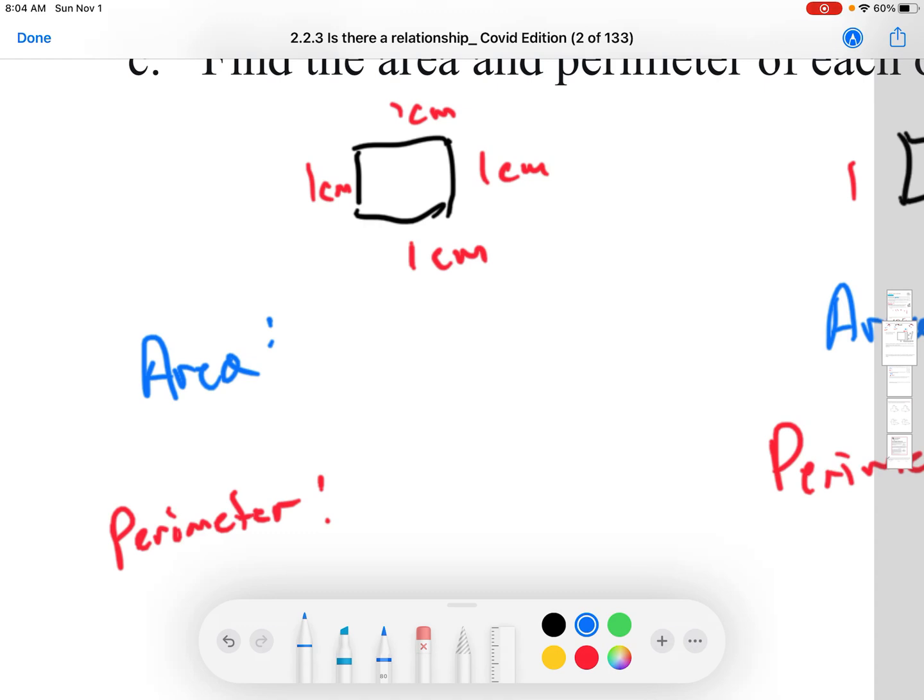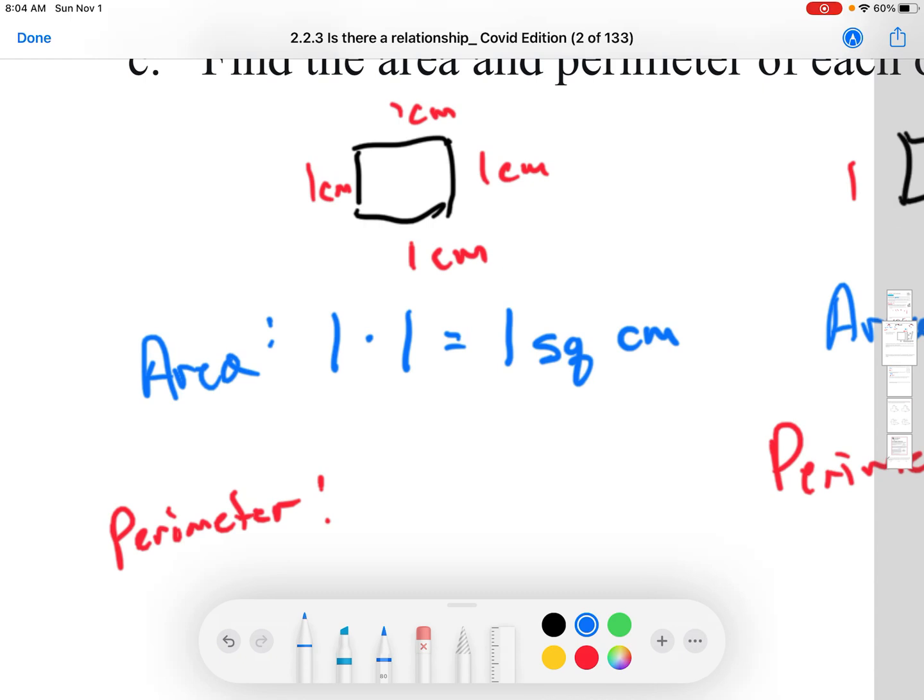So in this case, it's going to be 1 times 1 to give us 1 what? 1 square centimeter. Okay, 1 square centimeter. All right. That's kind of what we've been working on with rectangles, is base times height, or length times width, those sorts of things.